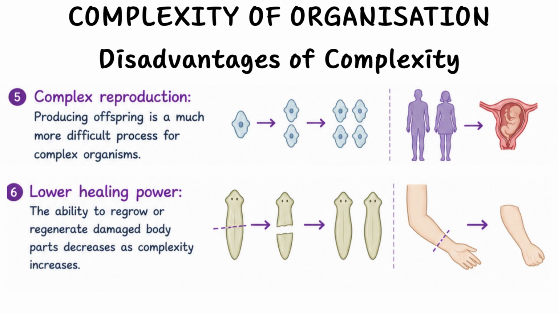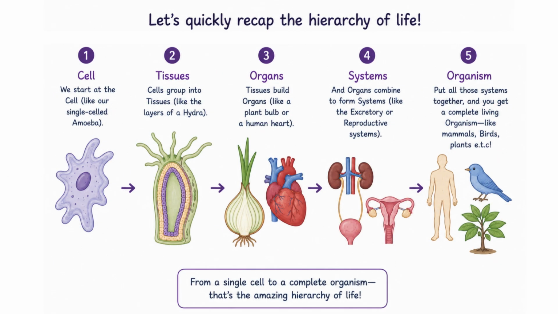So let's quickly do a recap about the levels of organization of life. We started with the cell. We have single-celled organisms like amoeba. Then the cells group into tissues like the layers of the hydra. And tissues build organs like a plant bulb or a human heart. And the organs combine to form systems like the excretory system or the reproductive system. When we put all these systems together, you get a complete living organism like mammals, birds, plants, etc.